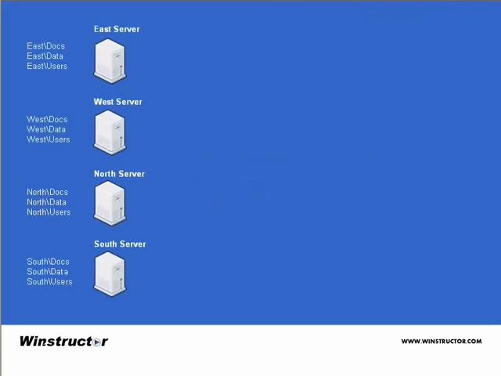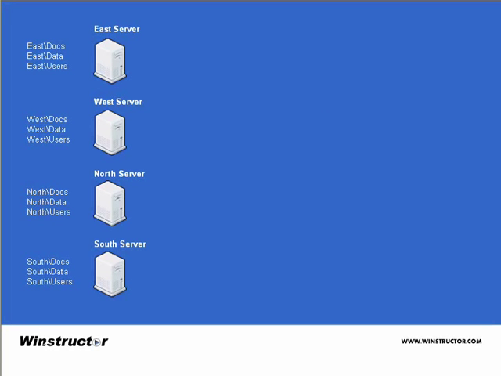So let's consider a typical, if grossly underestimated, example here, where we have 4 servers: East, West, North and South. We currently have 3 shares on each server. In reality, we'd probably have a lot more servers and a lot more shares than this, but we're just making a point here for our purposes, so this is okay. So we've got 4 servers and we have 12 shares that we need to remember. So it would be nice to be able to merge all of these into one single point of access.